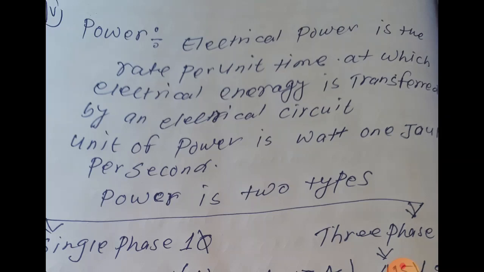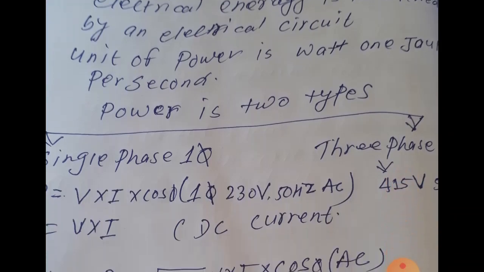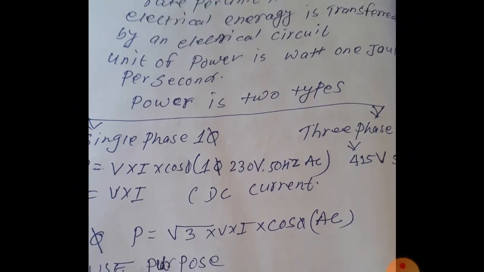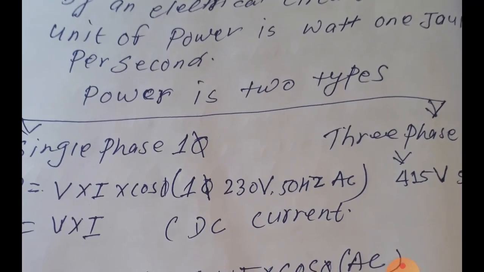If your power is coming around 1000 watts, this means 1 kilowatt. So this chapter is coming after; I will explain this one. Okay, so power is two types: single phase and three phase.